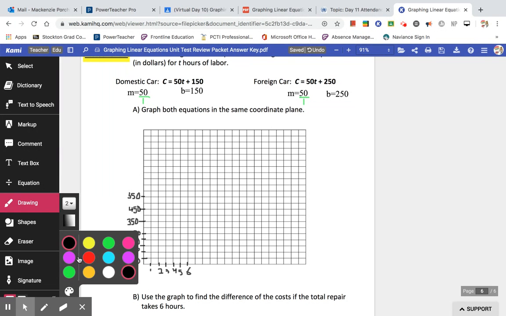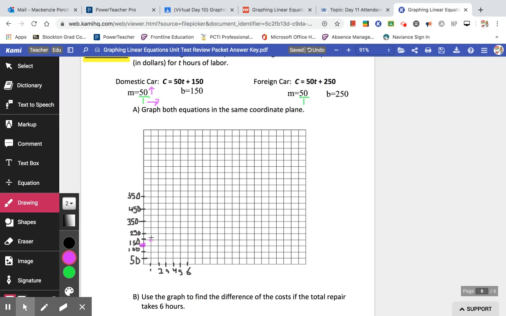Then we can go ahead and take a look at our actual equations. So the first one is telling us m is 50 and b is 150. So we always start with the b. So that would be right here at 150. And then from there, we go up 50 and over 1. So again, we know that going up 50 does not necessarily mean 50 boxes because we counted by 50. So that's up 1 box and over 1.